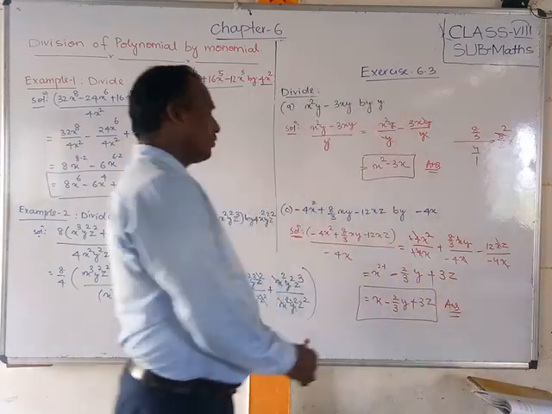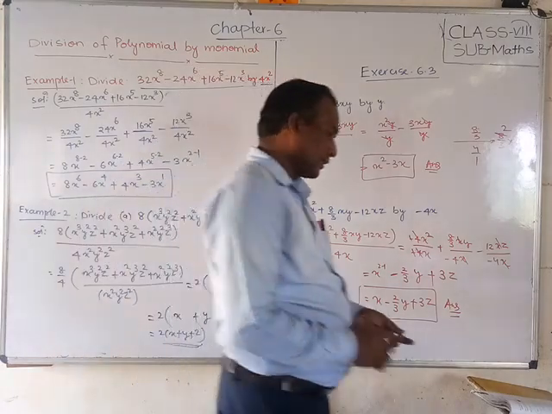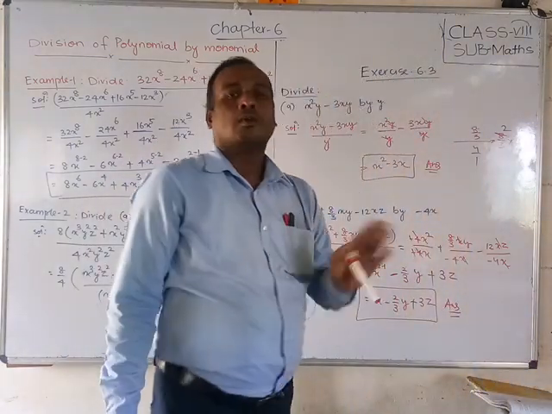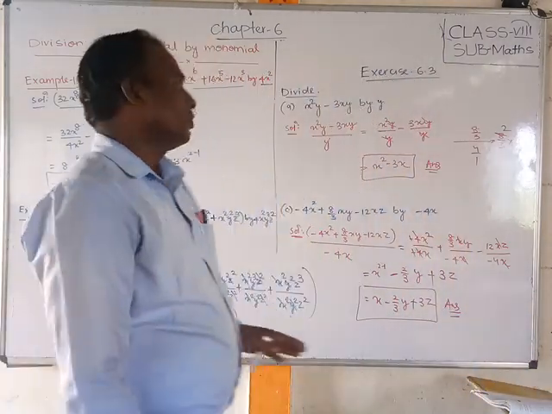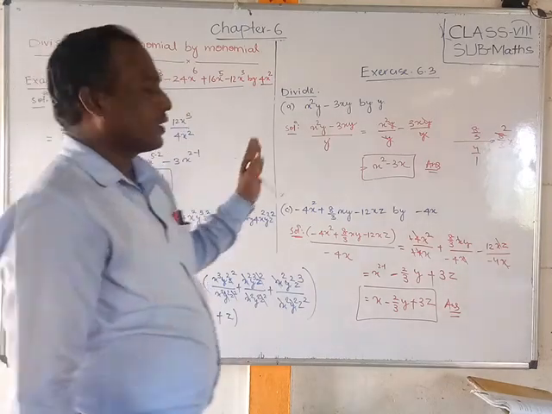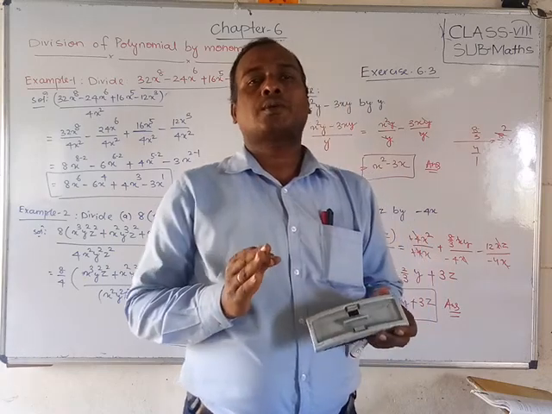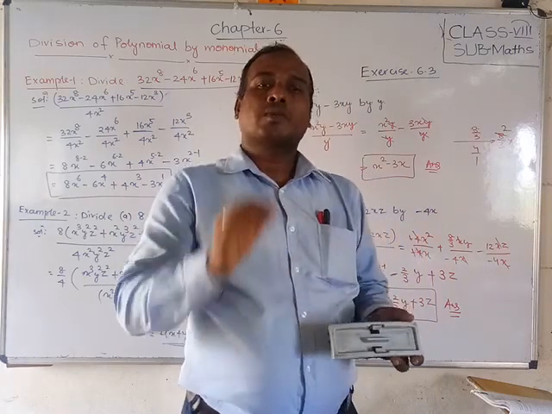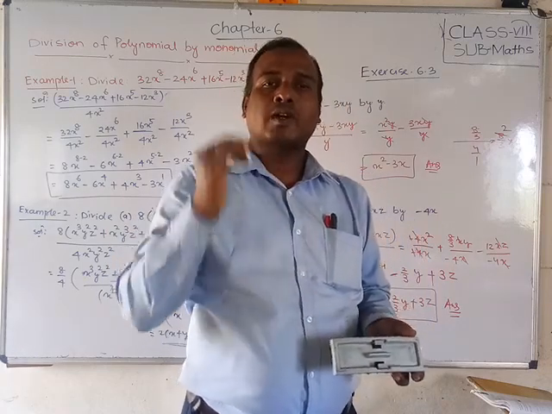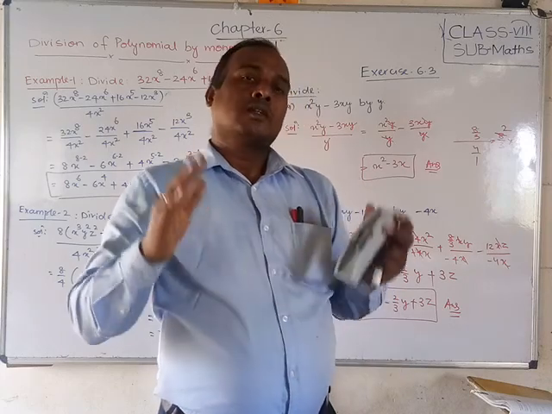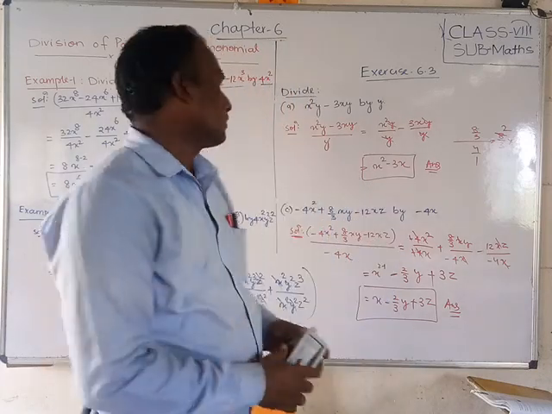Okay students, I hope you have understood the exercise part and how to divide a polynomial by a monomial. Remember, whenever you divide a polynomial by a monomial, each term of the polynomial is divided by the monomial. Then simplify, and you will get the result.